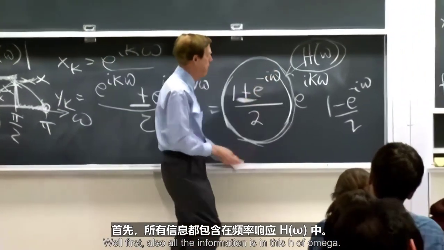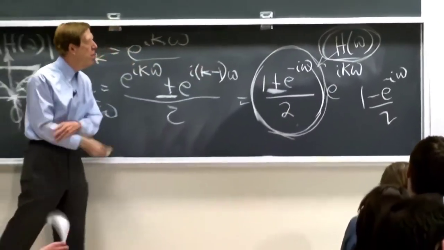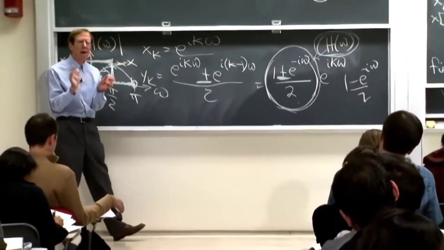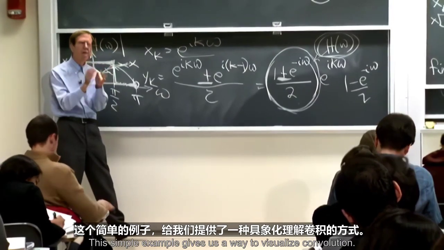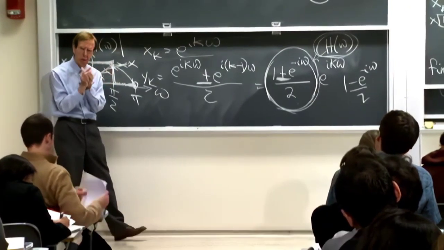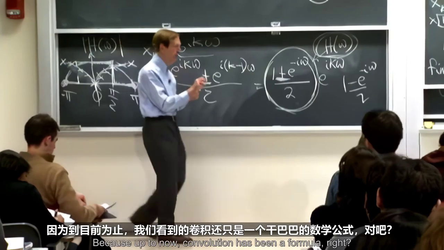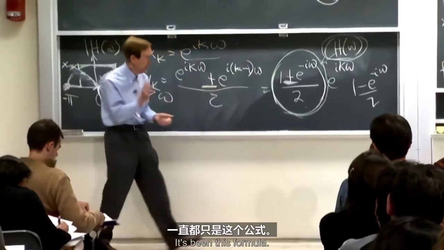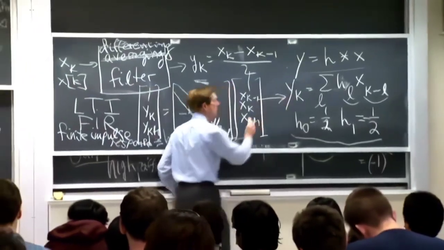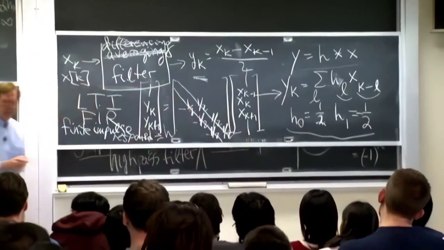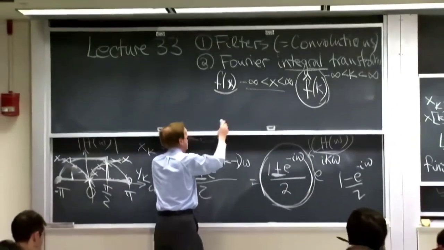Well, first, also all the information is in this H of omega. This simple example gives us a way to visualize convolution. And I think we need that, right? Because up to now, convolution has been a formula, right? It's been this formula. That's the formula for convolution. And how do I visualize that? Just think of, may I try to visualize that?